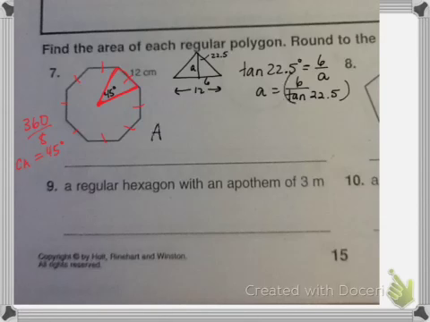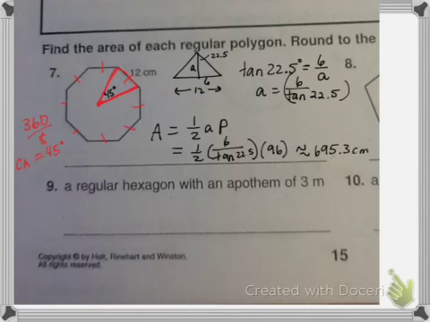Now we can write area equals 1/2 apothem times perimeter, which equals 1/2. Apothem is 6 divided by tangent of 22.5. And the perimeter is 12 times 8. Which when we put that in, we get 96. Plugging that whole thing in on our calculator gives us approximately 695.3 centimeters squared.